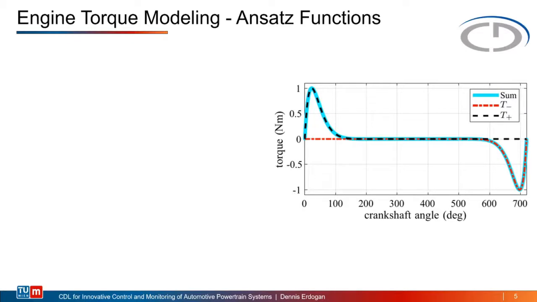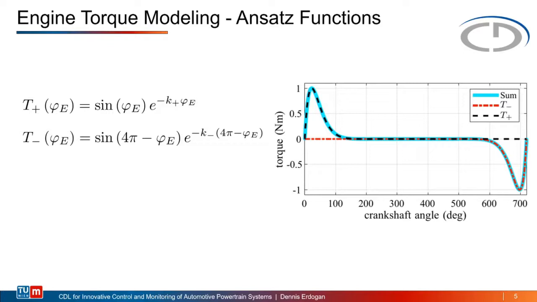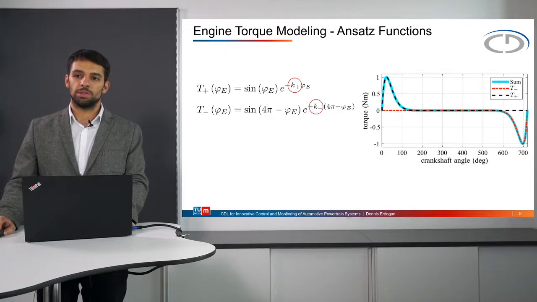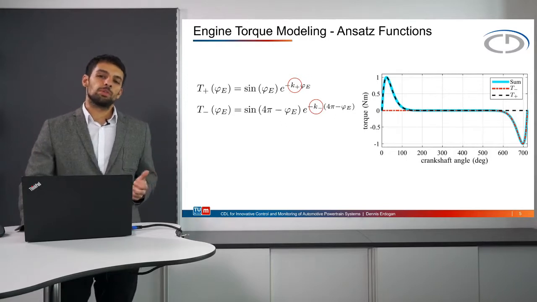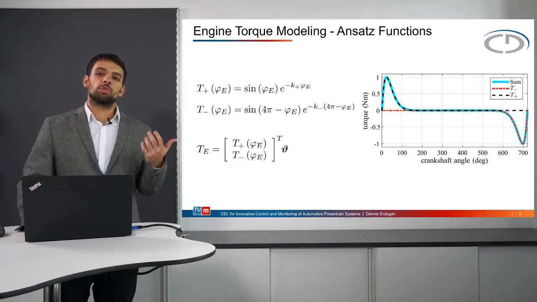To model the engine torque, Ansatzfunctions are introduced, and they are defined as follows. They are functions of the crankshaft position phi, and their shape is essentially determined by the factors k+. The normalized torque progression over 2 rounds is depicted in the graph. The black line shows the Ansatzfunctions t+, and the red one t-, and combined the turquoise line is obtained. The key idea is to only change the weighting theta to represent an arbitrary combustion torque progression.